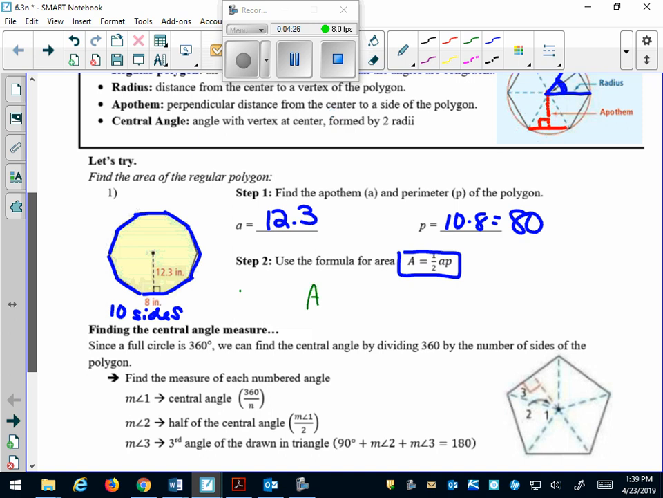So we're all set to plug into our formula then. Nice and easy. They gave us the apothem. It was easy to calculate the perimeter. 1/2 12.3 times 80 is 492. Since this is inches and we're talking about area, we need square inches.